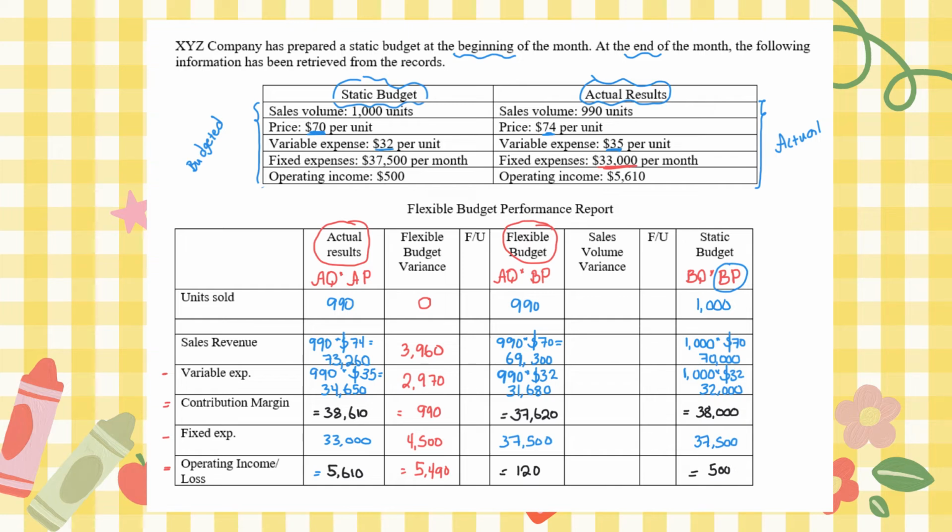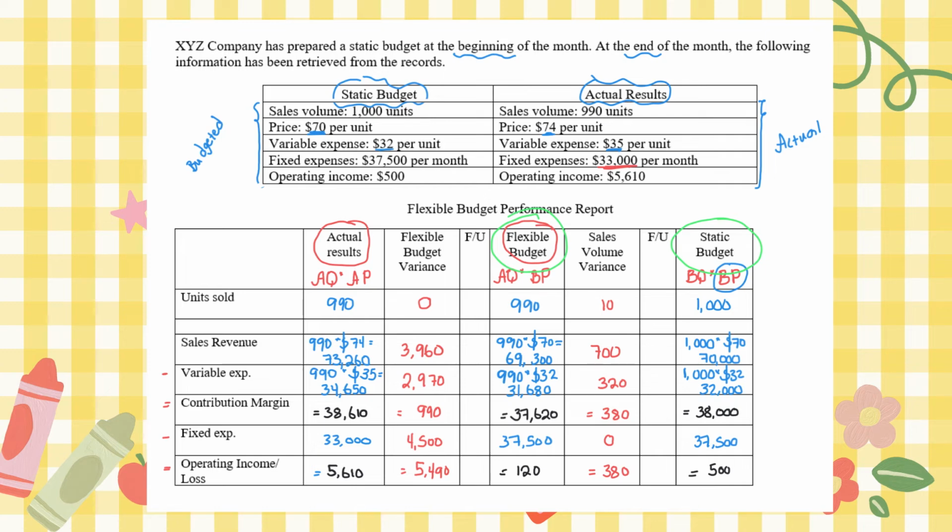Let's do the sales volume variance now, which is the difference between flexible budget and static budget. So 990 less 1,000, it's gonna be 10. For the sales, 70,000 less 69,300. I calculated the rest of them. Okay, so now let's look if it's favorable or unfavorable.